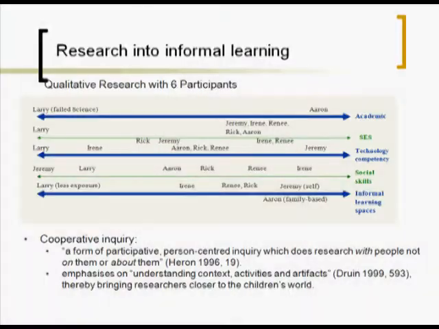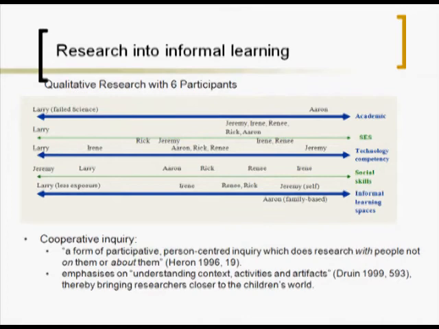So the first step is to understand their learning spaces. So we adopt the cooperative inquiry approach to work with the students. Because when we go into the informal learning space, we found it's very difficult for us to understand kids' lives. So we feel it's very important for us to bring ourselves down to the students' level. So we are no longer researcher, and they are no longer subject. Both of us are researchers, including the kids. So we emphasize understanding the context and activities and artifacts created by the students. And we also want to hear from the students how they interpret their learning.